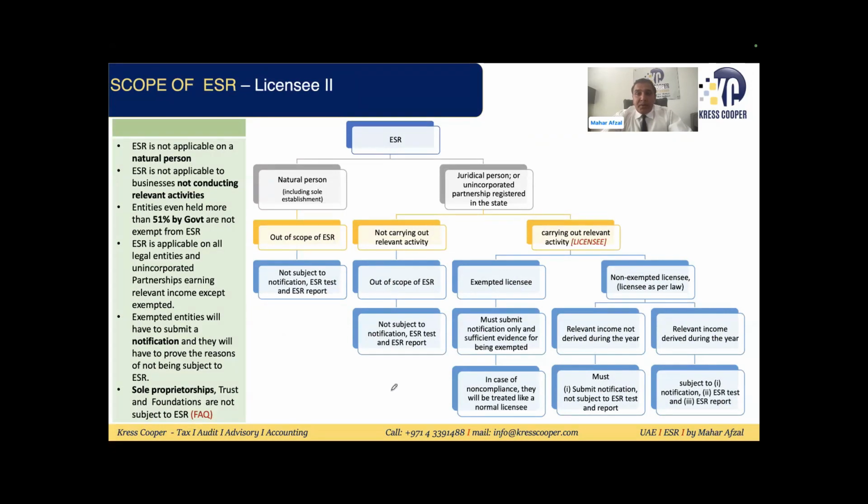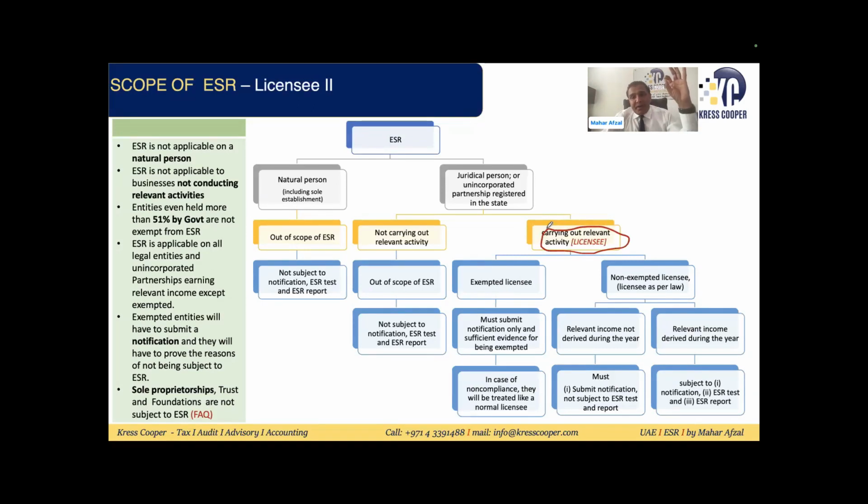Now, the juridical person not carrying out any relevant activity, meaning any LLC company or public joint stock company that is not carrying out any relevant activity within the UAE, will not be subject to ESR. What the relevant activities are, we'll discuss in our coming slides. We have already eliminated natural persons, who will not be subject to ESR. Now if the juridical persons are not carrying out any relevant activity, they will not be subject to ESR. But if juridical persons are carrying out a relevant activity, it will be a licensee in the eyes of the law.